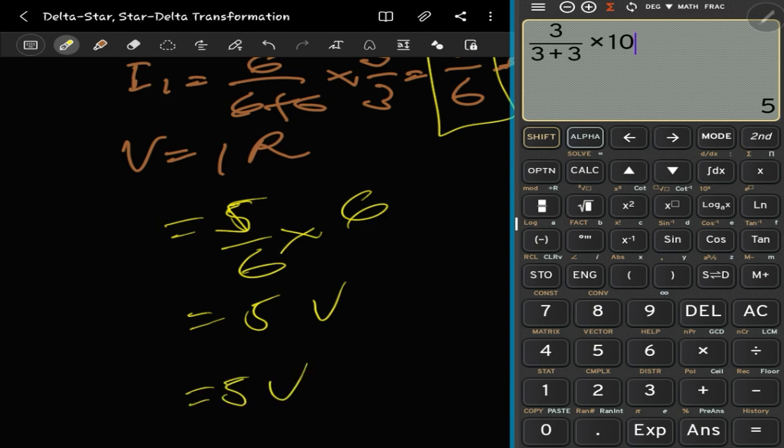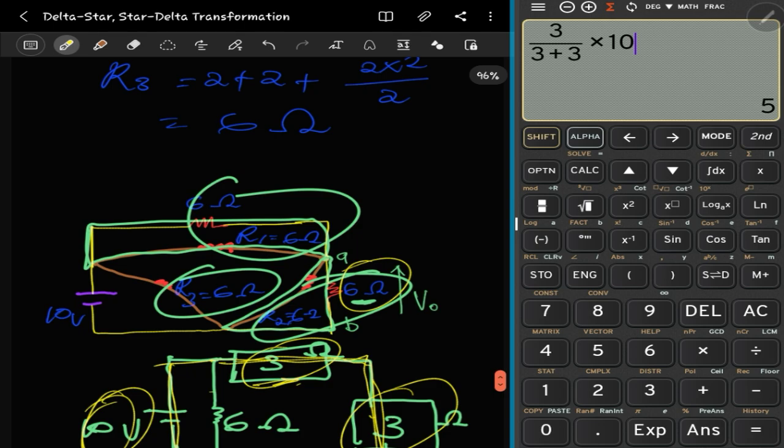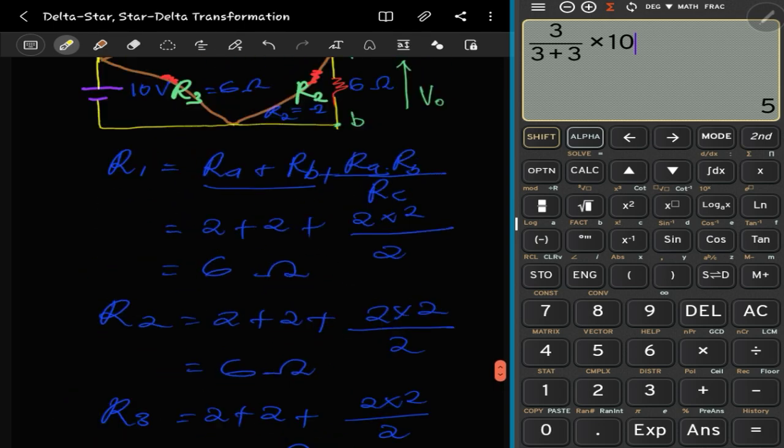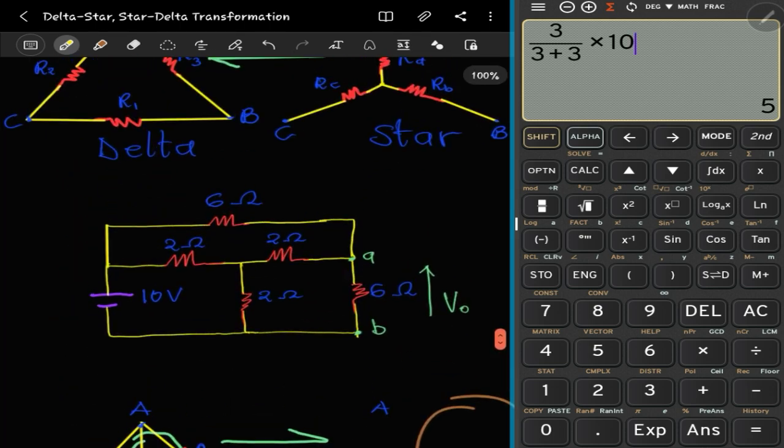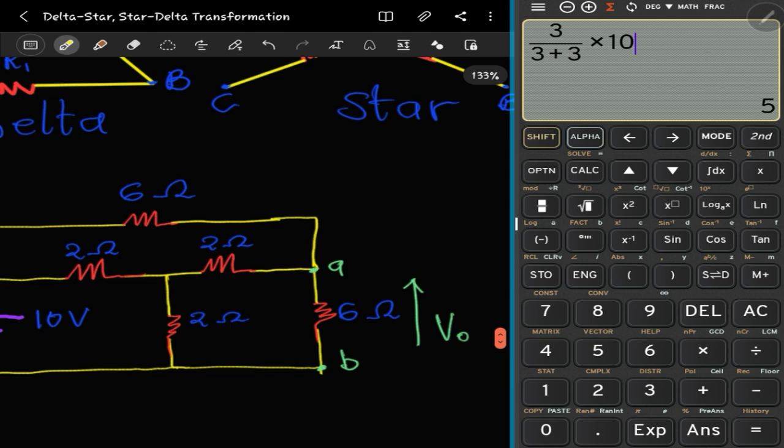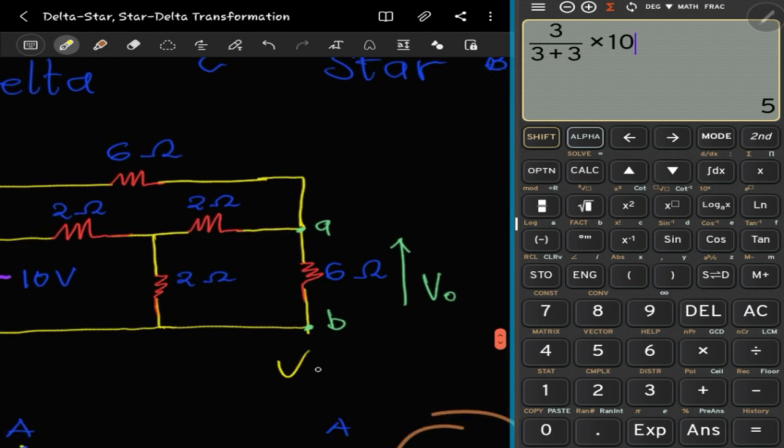Right? So the voltage across this 6 ohms resistor here, let's go back to the original circuit. Okay, so the voltage across this one right here, this V naught that we are looking for, will be 5 volts. Yeah, so that's all right.